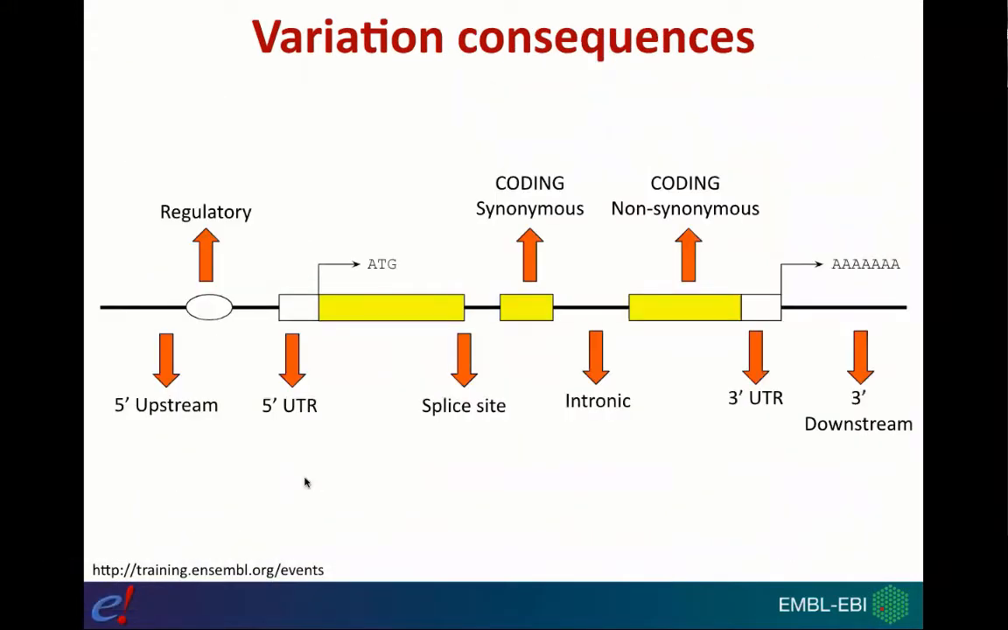So one of the first things that I said that we do in Ensembl is that we predict the consequences of the variants that we import into our database.